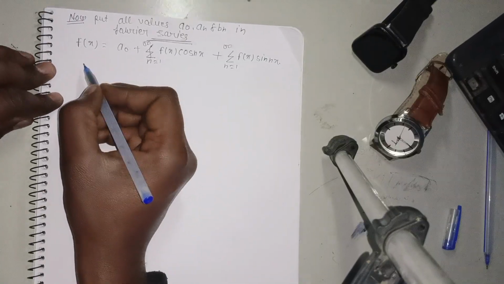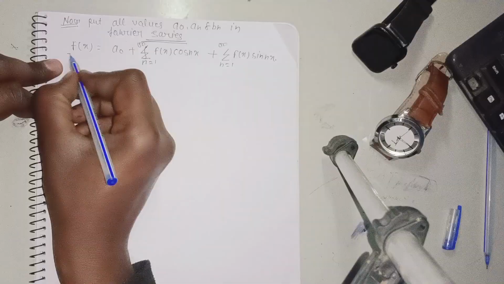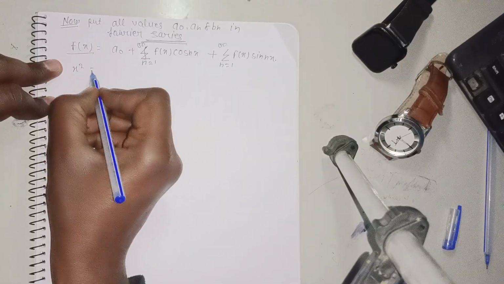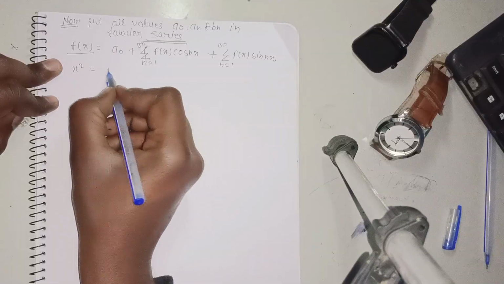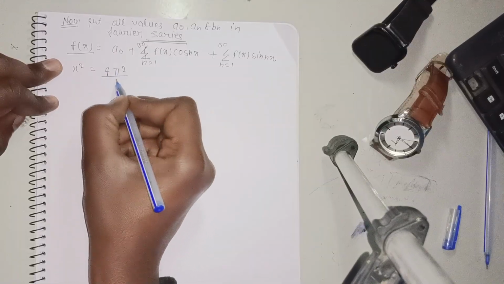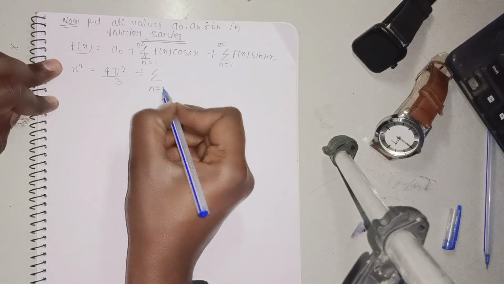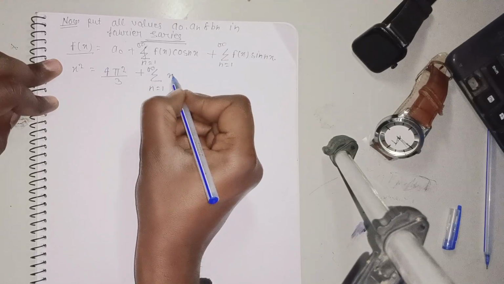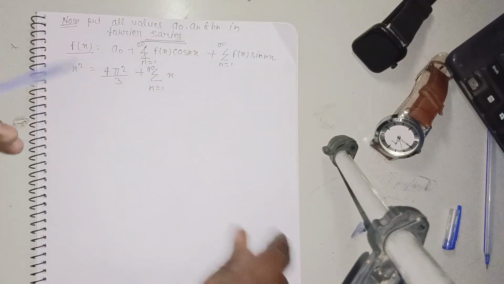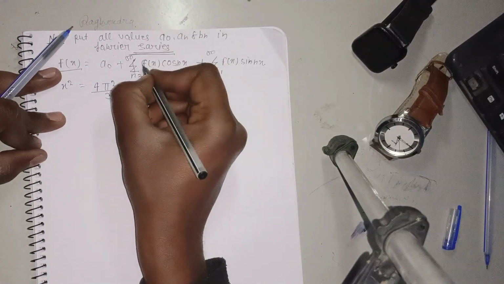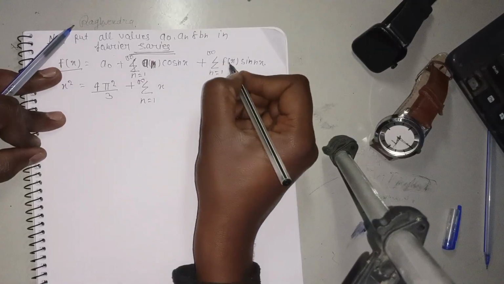So here, what was f of x? f of x was x square, which is equal to a0, and a0 is 4 pi square upon 3, plus summation of n equal to 1 to infinity of x square. Oh, sorry, here it is actually an, it was my mistake. It is an and bn.